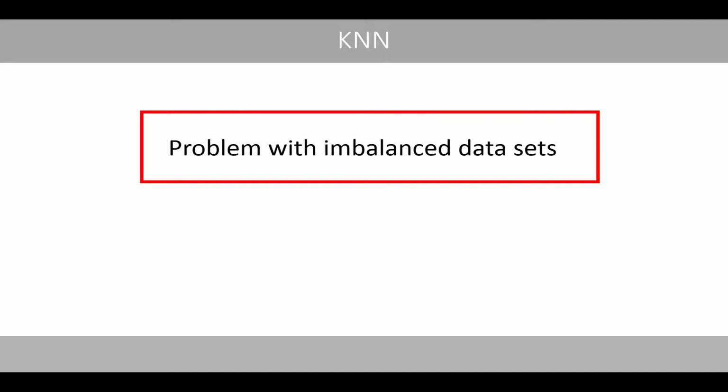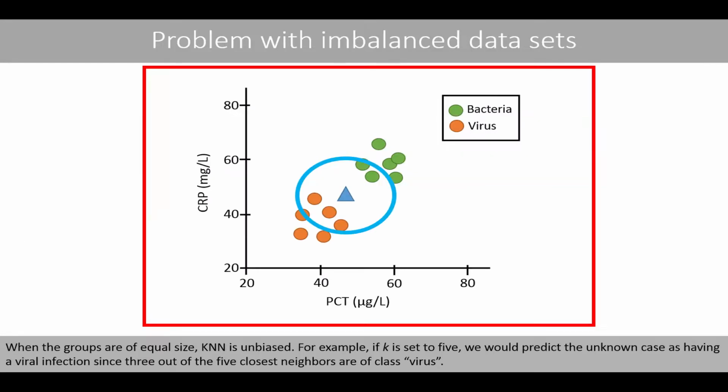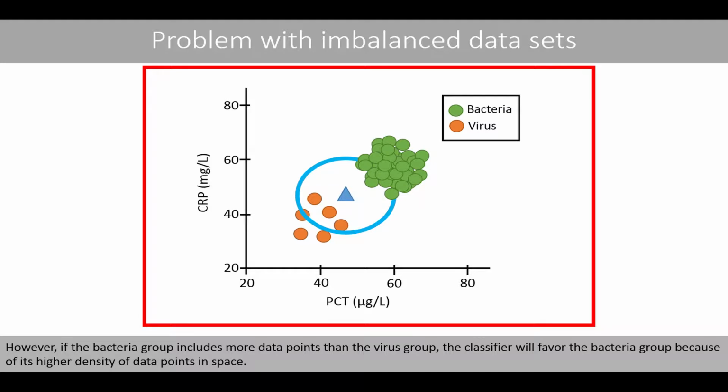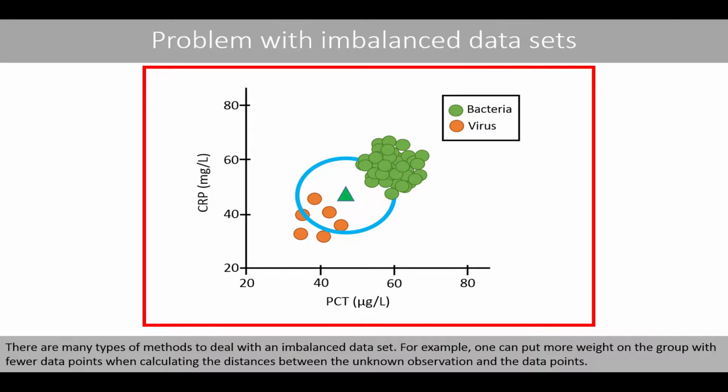We'll now discuss the problems of an imbalanced dataset. When the groups are of equal size, KNN is unbiased. For example, if K is set to 5, we will predict the unknown observation as having a viral infection since 3 out of the 5 closest neighbors are of class virus. However, if the bacteria group includes more data points than the virus group, the classifier will favor the bacteria group because of its higher density of data points in space. There are many types of methods to deal with an imbalanced dataset. For example, one can put more weight on a group with fewer data points when calculating the distances between the unknown observation and the data points.